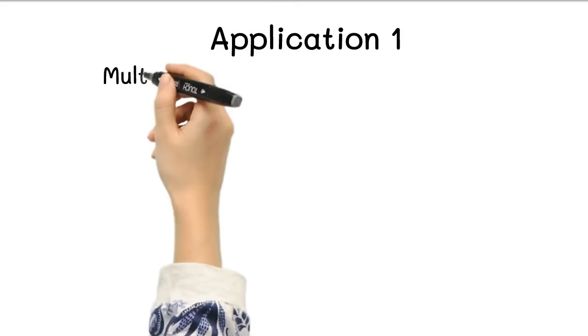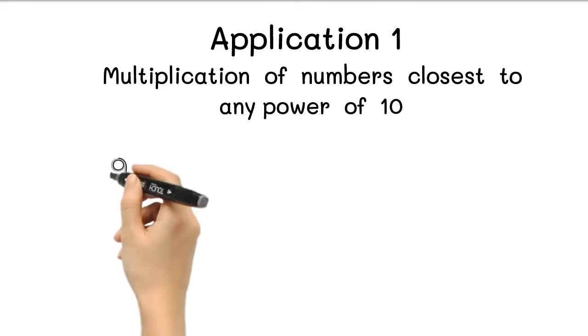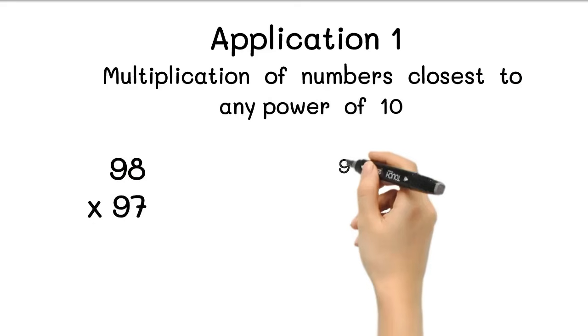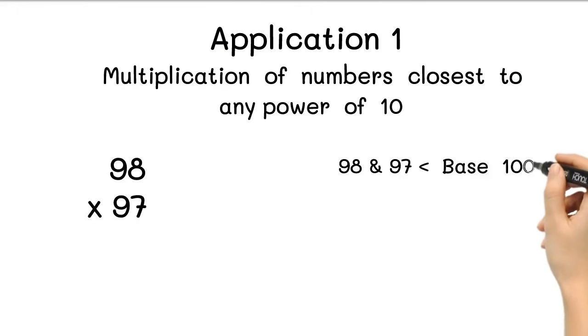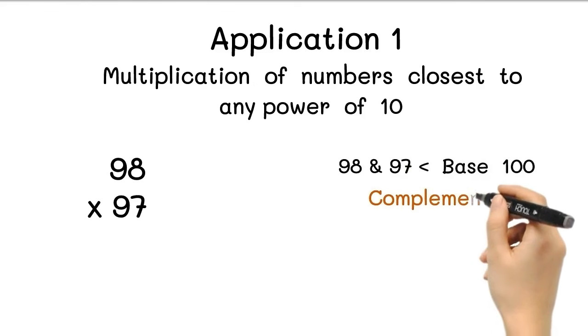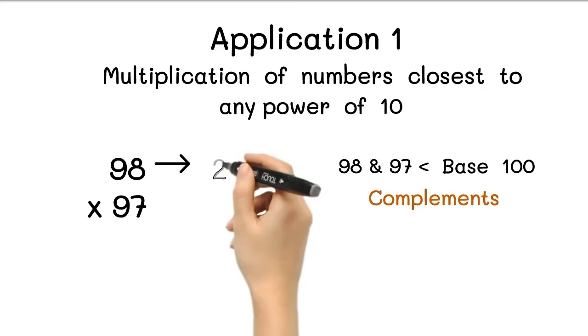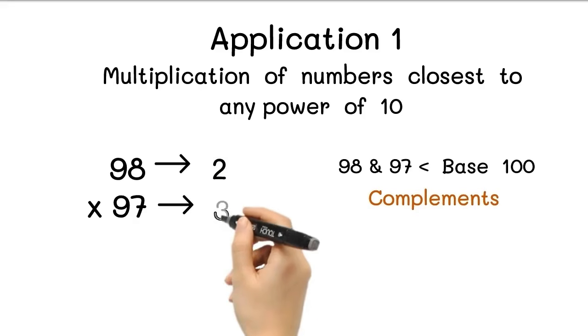Application 1. Multiplication of numbers closest to any power of 10. Let us take an example on it. Multiply 98 by 97. Here, both numbers 98 and 97 are less than the working base 100. So in the first step, we will take the complement of both numbers. For 98, the complement is 2 and for 97, the complement is 3 with respect to the base 100.